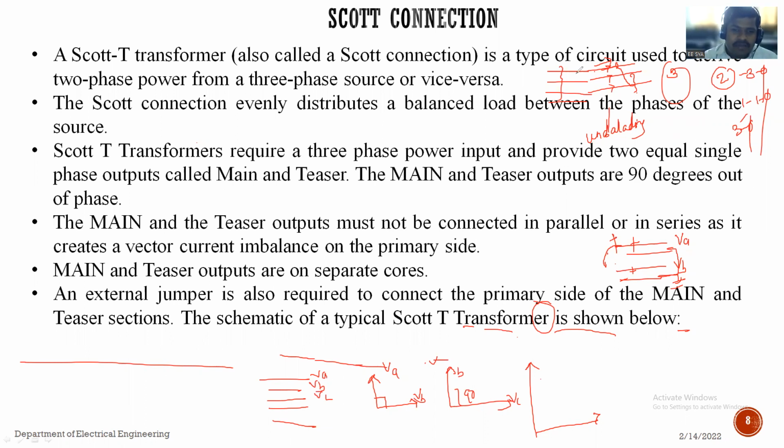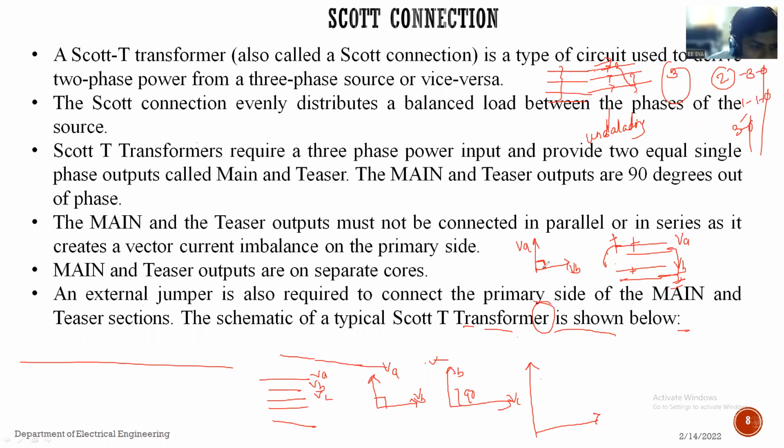Suppose the voltage of the main transformer is VA, and the teaser transformer voltage is VB. So these are 90 degrees apart from each other. ते एकमेकापासून 90 degrees apart. Now why is it called teaser transformer or T transformer? The connection shape will be like a T shape, so we can call it a T transformer, or it may be teaser transformer.